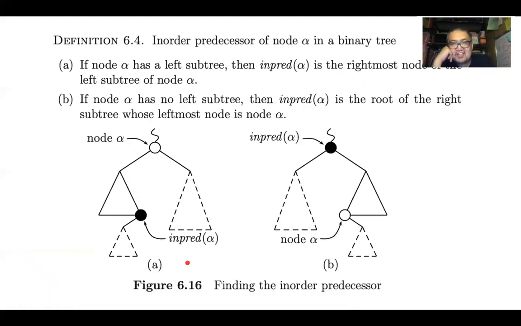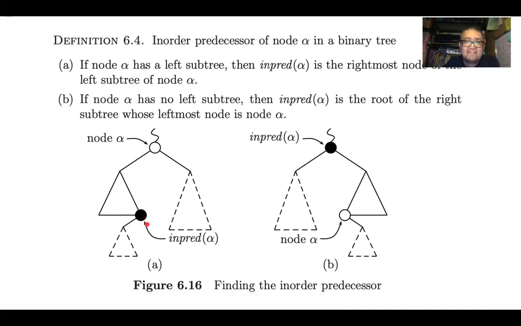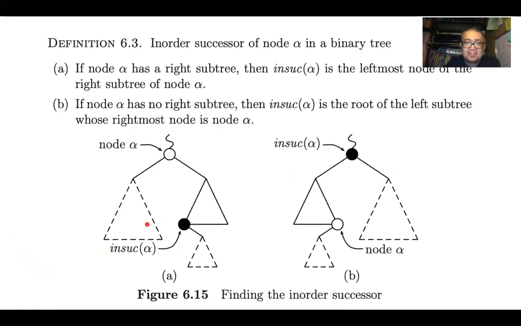For the in-order predecessor, we just reverse our definition. So if node alpha has a left sub-tree, then the in-order predecessor is the rightmost node of the left sub-tree. So if this is alpha, and it has a left sub-tree, then the in-order predecessor is the rightmost node. But if you look, this definition A actually corresponds to definition B here.